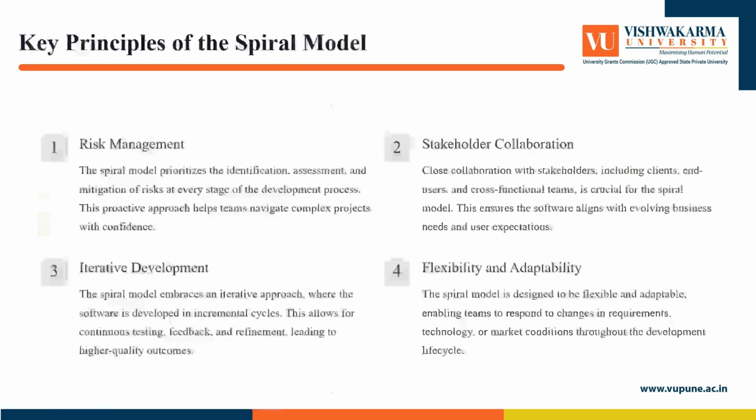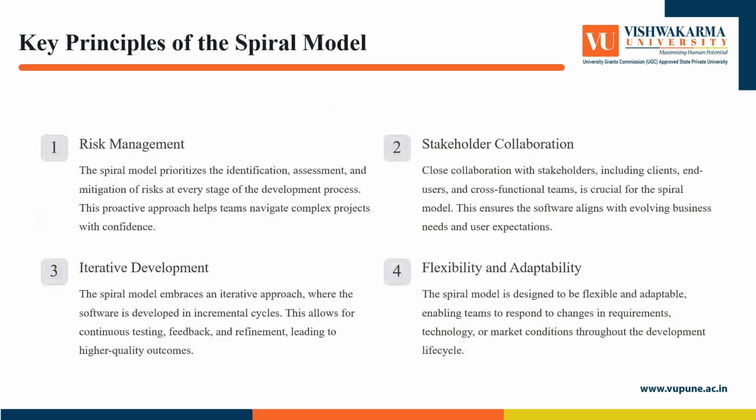Key principles of the spiral model. First, risk management. The spiral model prioritizes the identification, assessment, and mitigation of risks at every stage of the development process. This proactive approach helps teams navigate complex projects with confidence.